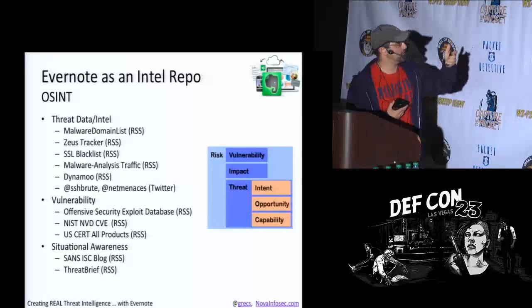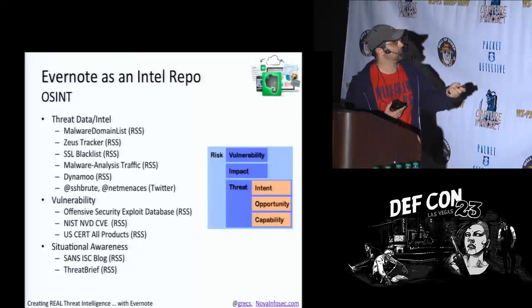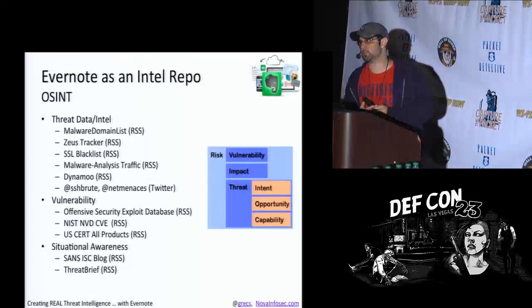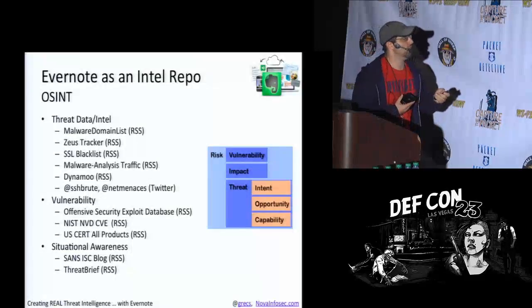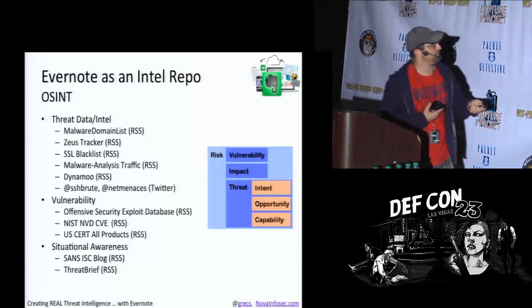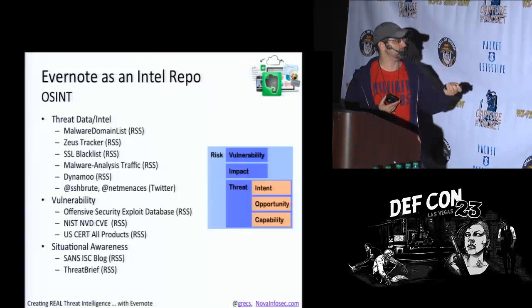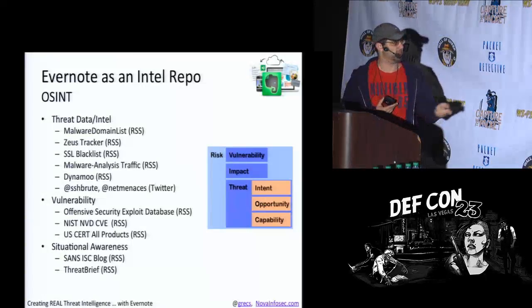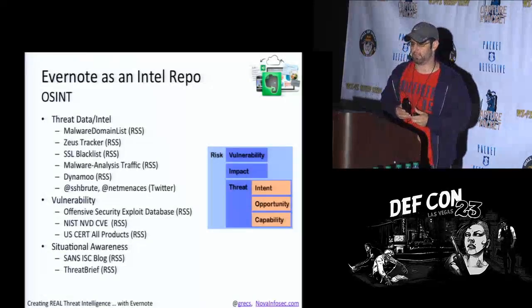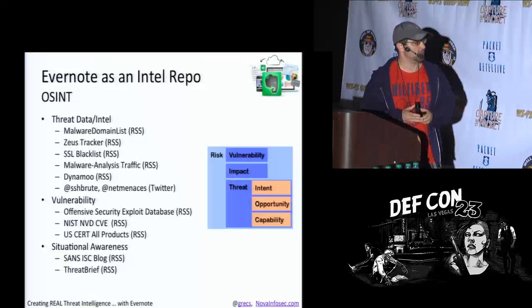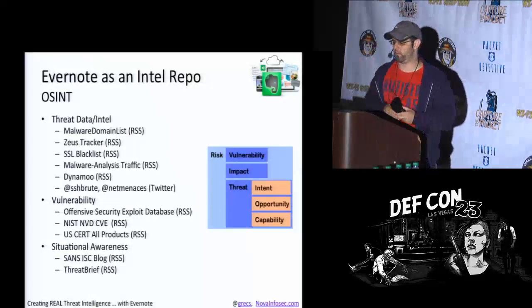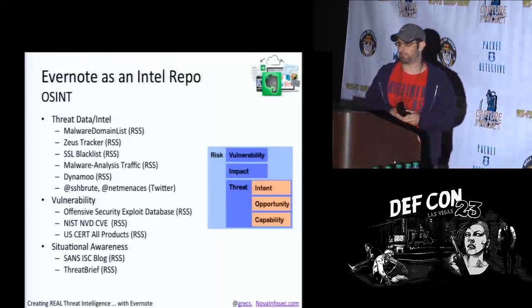But these are some of the resources, so there's a bunch of RSS feeds that I'm pushing in. There's a lot of different resources out there on Twitter, some vulnerability stuff, and then some of the situational awareness. I'm currently just looking at the SANS ISC blog, and there's one I recently added called Threat Brief, which is really just a great place. It just keeps up to date with all the news, and they put out about 4 or 5 blog posts per day.